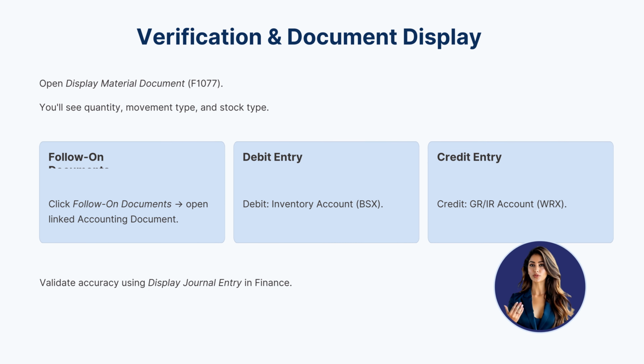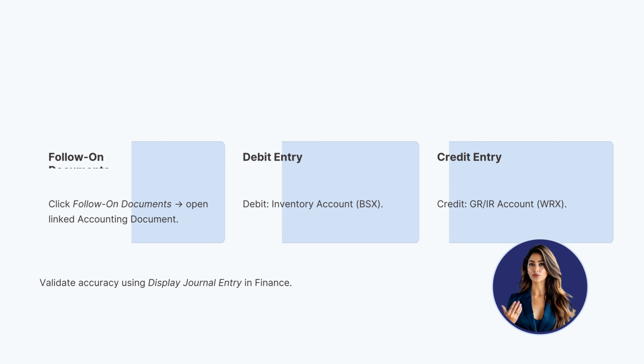Verification and document display. After posting, open Display Material Document to review details. Here you'll see quantity, movement type, and stock type. By clicking Follow-On Documents, you can open the linked accounting document. Inventory is debited, the GR/IR account is credited, and both are posted in real time. This ensures end-to-end financial traceability.